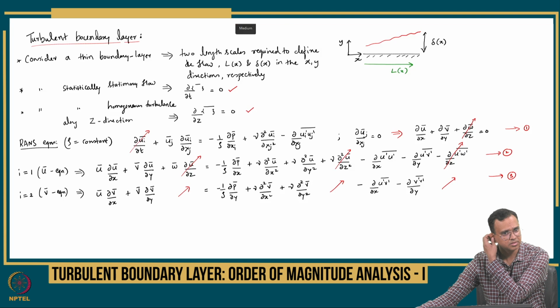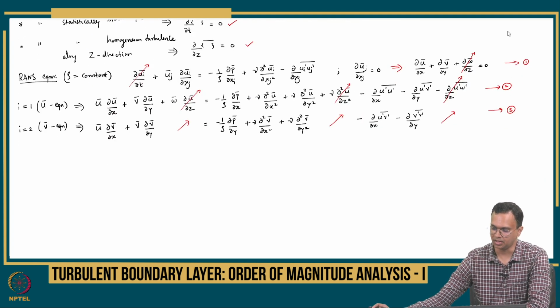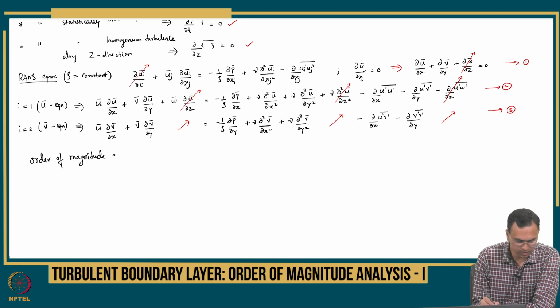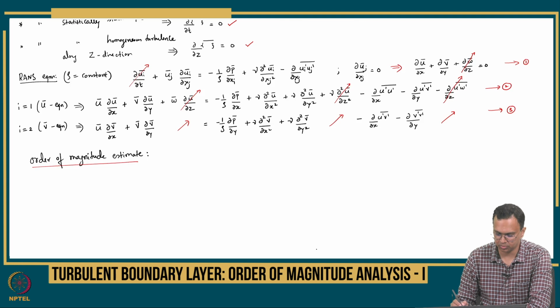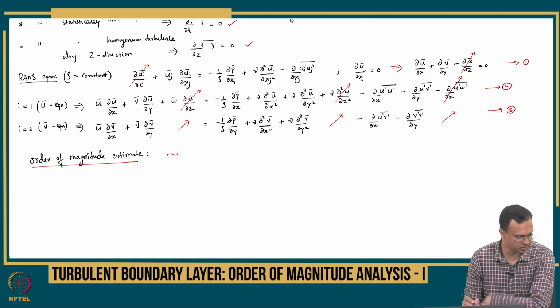Some of you would have done this, order of magnitude estimates. Okay. For that I would like to choose a scale. So we do what is called order of magnitude estimates. Okay. So here I am going to choose a scale. So before that, if I say tilde here, this symbol I am going to use for what is called order of magnitude.